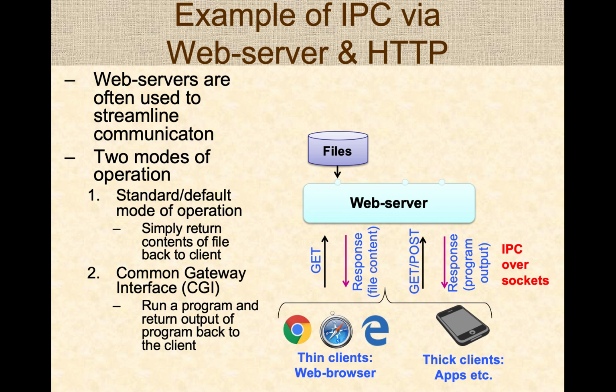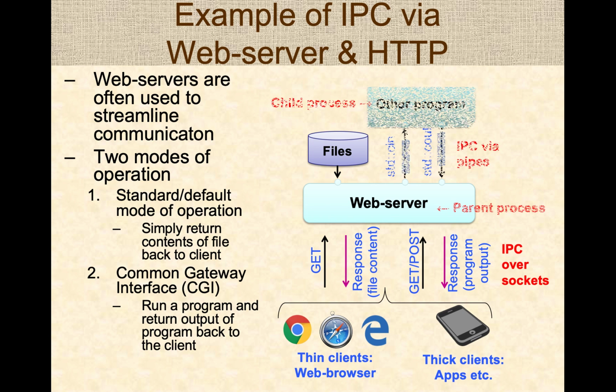There's another mode of operation called Common Gateway Interface that web servers often support. Here, when a request is received from the client, the web server runs another program, takes the output from the program and routes it to the clients. Here, the output is obtained from the other program using anonymous pipes, and the data is sent to the clients.